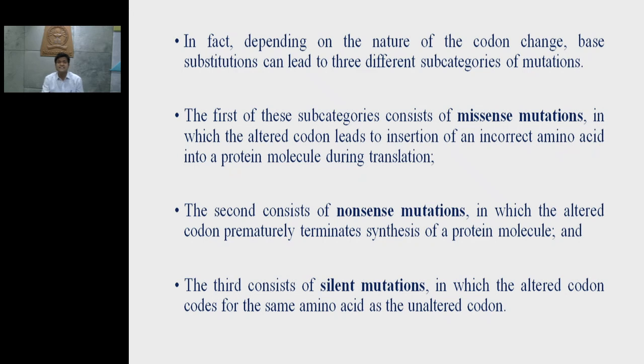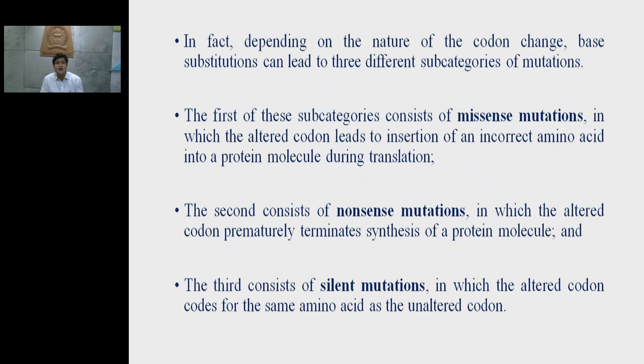The second consists of nonsense mutations, in which the altered codon prematurely terminates the synthesis of the protein molecule. So before complete synthesis of the protein, the codon stops the protein synthesis because that codon is premature. This means there is a possibility of insertion of a nonsense codon, and that stops the production or synthesis of the protein. It is a termination of the protein before its complete synthesis.